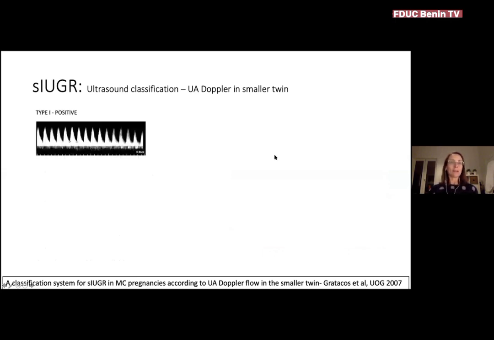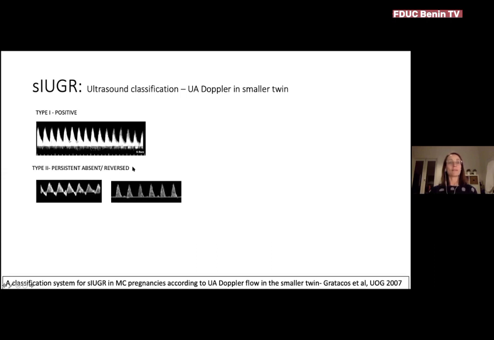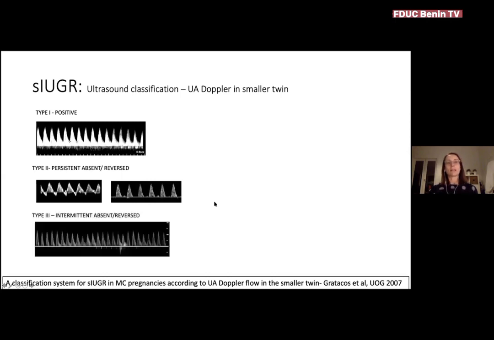So type 1, you would find positive end diastolic flow in the smaller twin. Type 2, you would find persistent absent or reversed end diastolic flow in the smaller twin. And type 3, you find that there's a cyclical pattern of intermittent absent and reversed end diastolic flow.